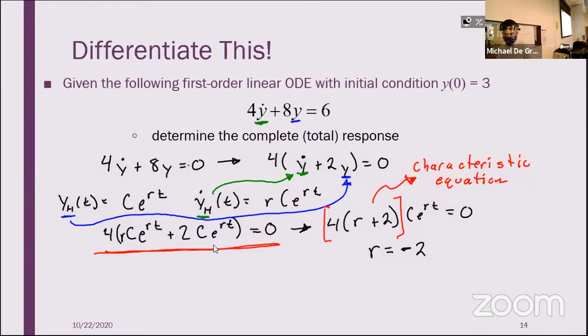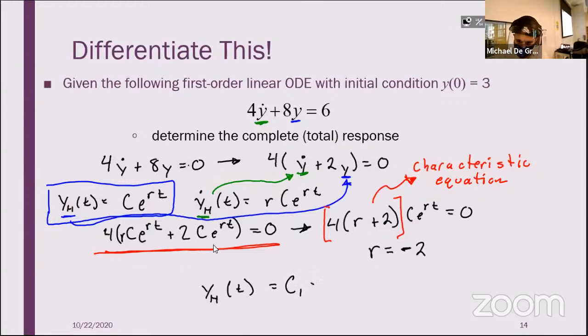Well, we know that R is -2, right? That means that y_h of t, what we originally said was this, right? I know what R is. This is equal to C, call it C1, e to the -2t. This is my homogeneous solution, right?